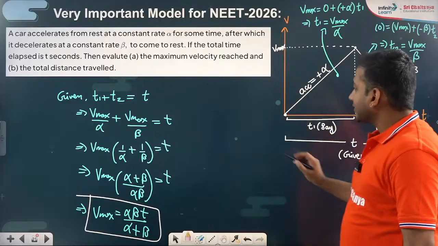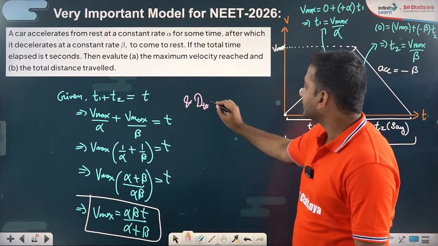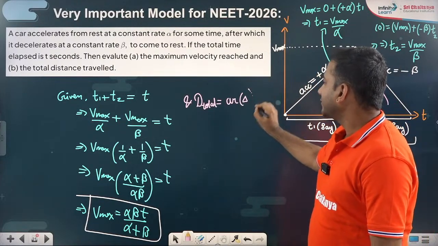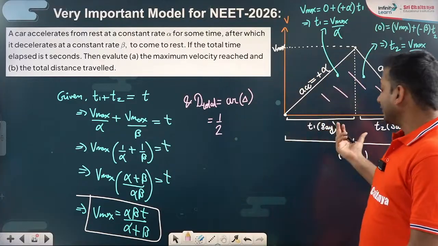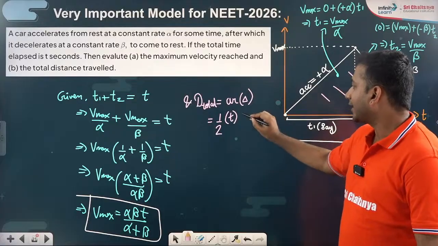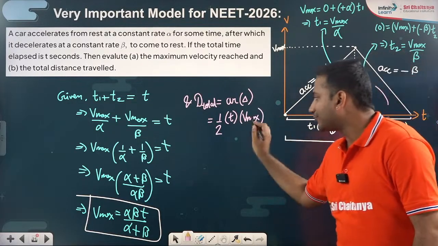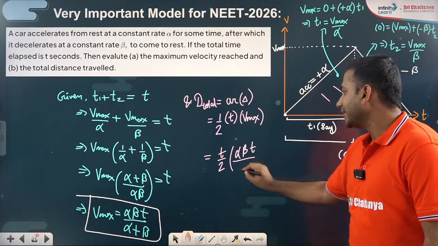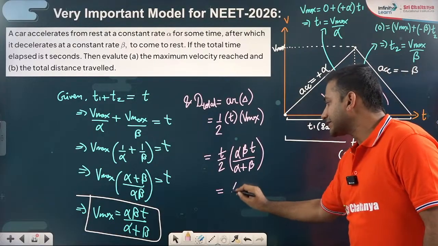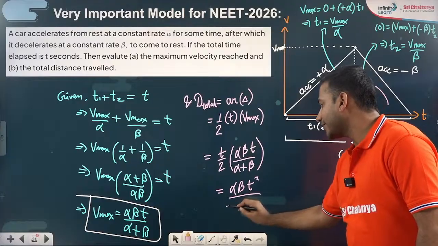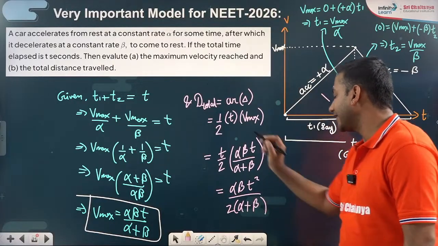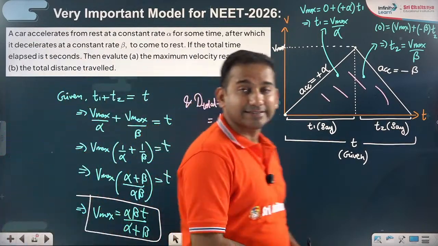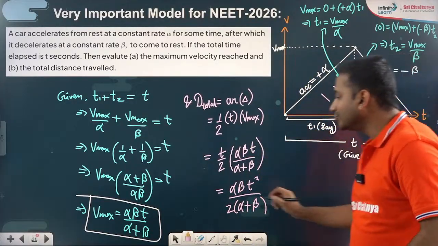If they are asking you the displacement or total distance covered, that will be the area of this triangle: half base into height. So half into T into height Vmax. Substituting the value of Vmax, that's T by 2 times alpha beta T by alpha plus beta. That means the answer is alpha beta T square by twice of alpha plus beta. This is a very important situation and question for the upcoming NEET exam. I want you to remember the conclusions.